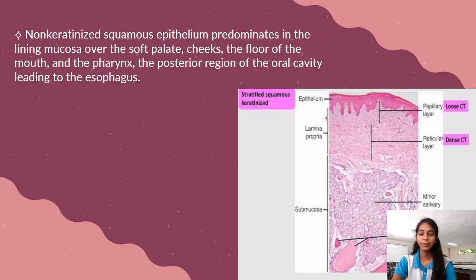Non-keratinized squamous epithelium predominates in the lining mucosa over the soft palate, cheeks, the floor of the mouth, and the oropharynx, the posterior region of the oral cavity, leading to the esophagus.